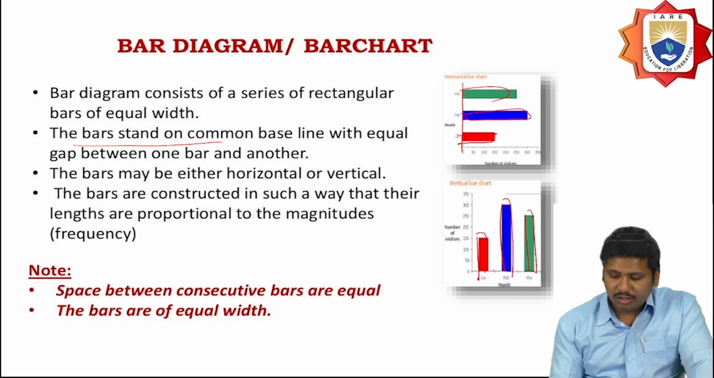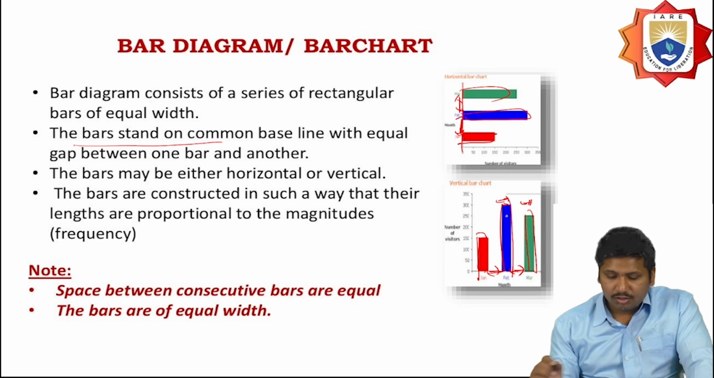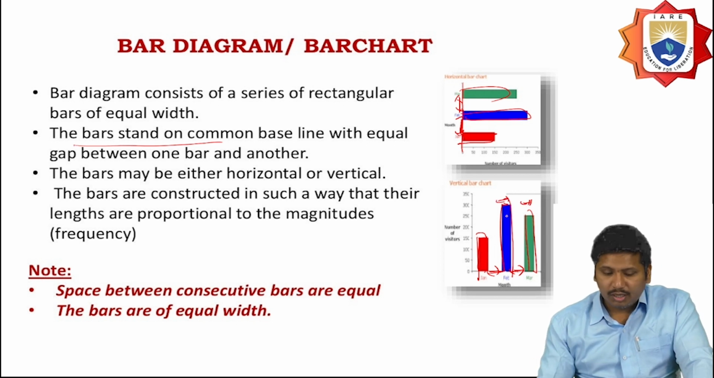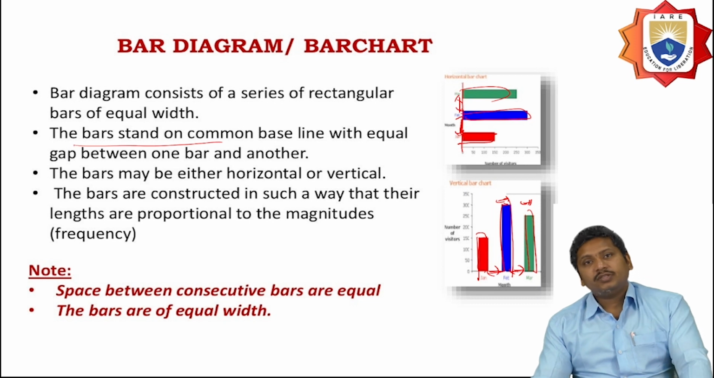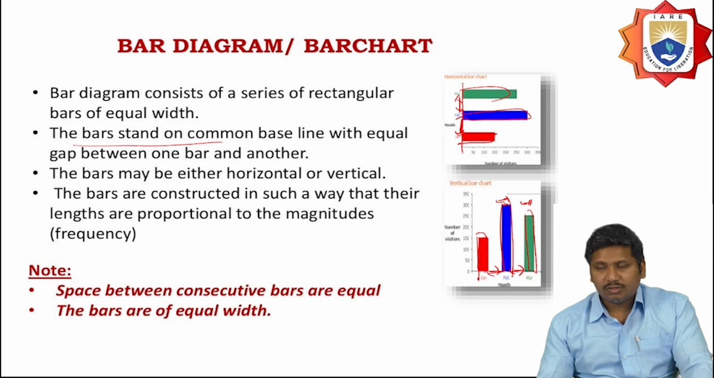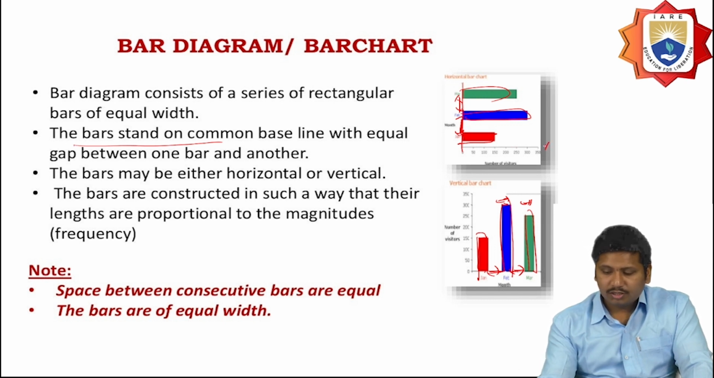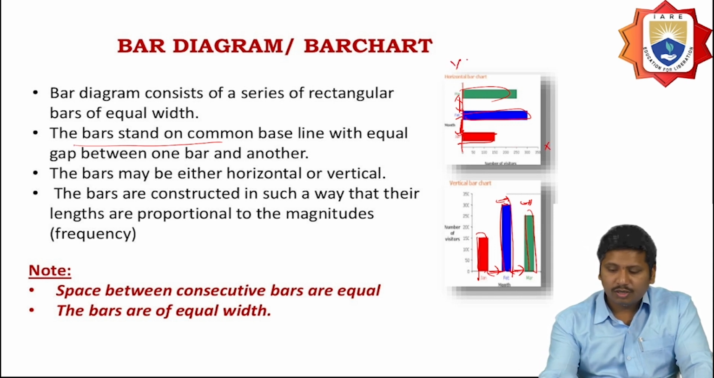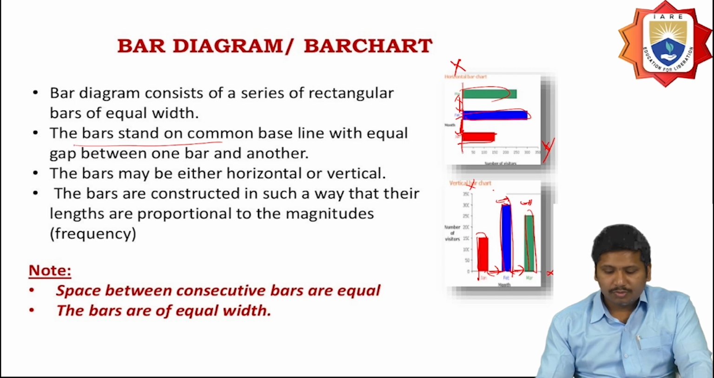The spaces between these bars should be consistently equal. We have to maintain equal gaps, and the bar width should also be equal. Okay, so that is the bar diagram or bar chart. The bar diagram consists of several rectangular bars of equal width, all on the basis of the same line. I can represent this as a horizontal bar or vertical bar, where this is the x axis and this is the y axis. So I can represent it. Okay.